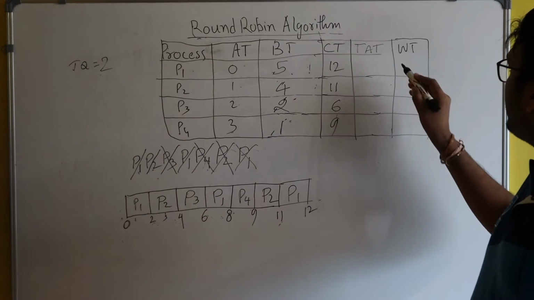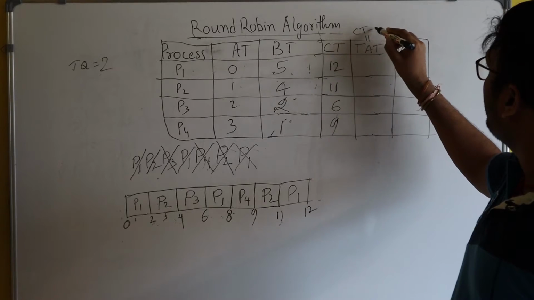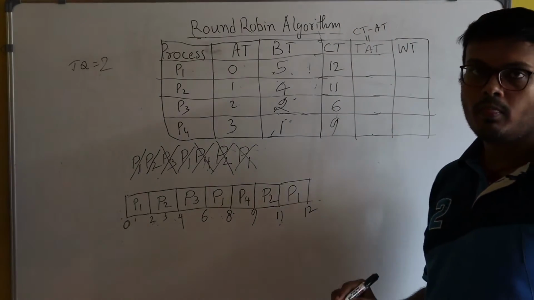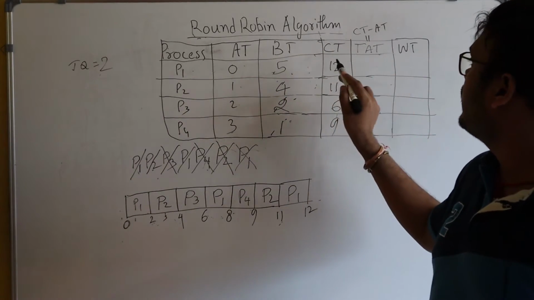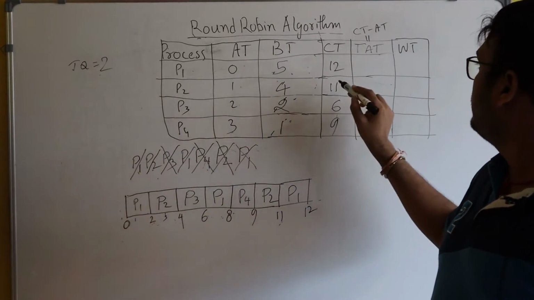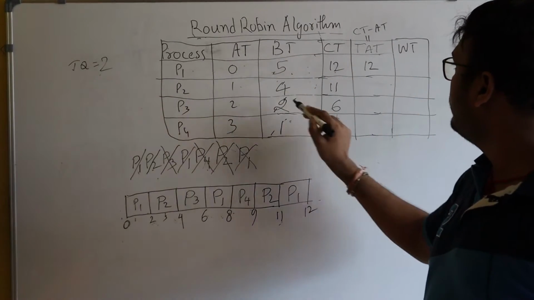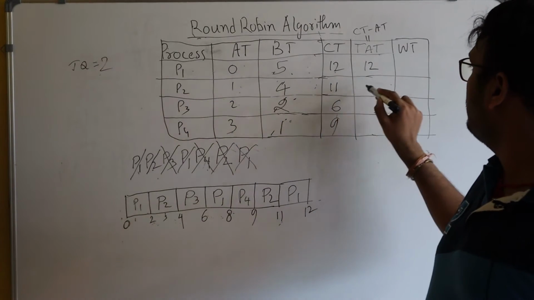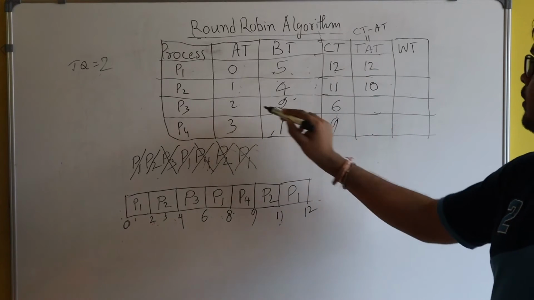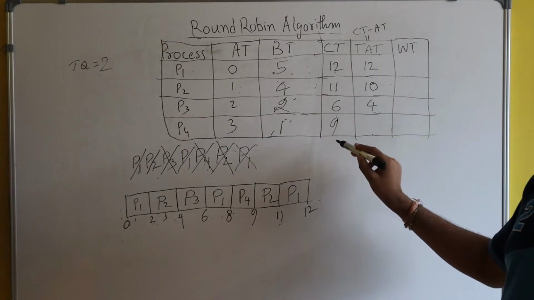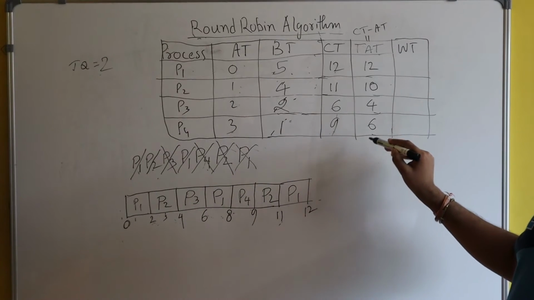So now let's calculate turnaround time. What's the formula of turnaround time? Completion time minus arrival time. Fine. So let's calculate the turnaround time for process P1. It will be 12 minus 0, 12. For P2, it will be 11 minus 1, 10. For P3, it will be 6 minus 2, 4. And for P4, it will be 9 minus 3, 6.